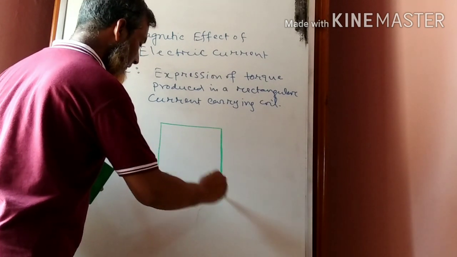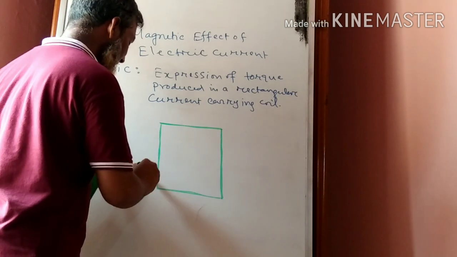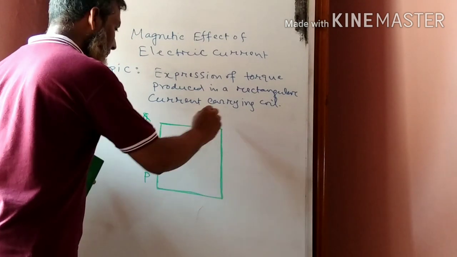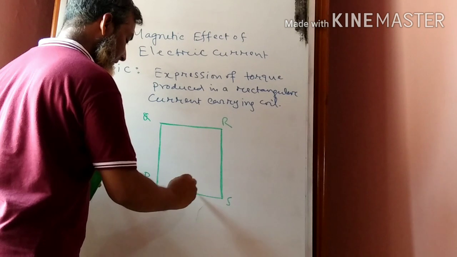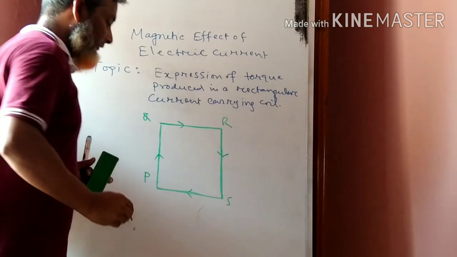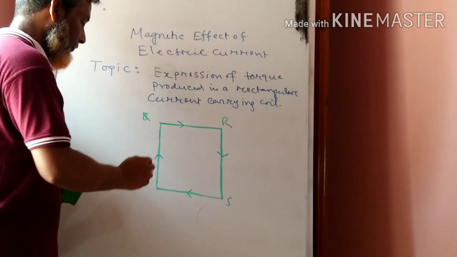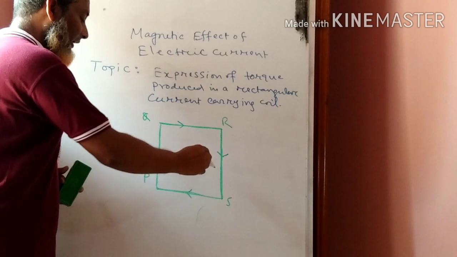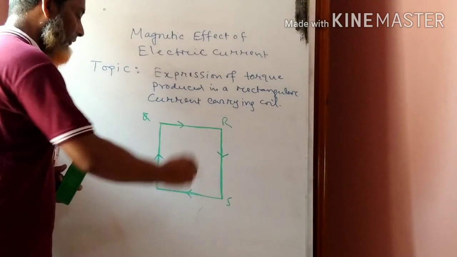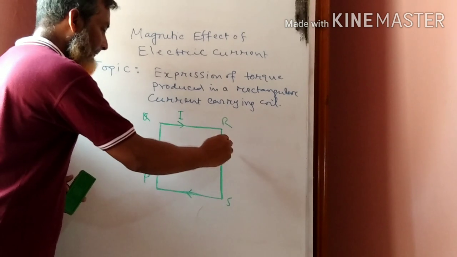Okay, this is a rectangular coil. Maybe it is P, Q, R, S, and electricity is flowing through the coil like this way. Okay, so these are the opposite sides. PQ and RS are the opposite sides. PS and QR are the opposite sides. So the flow of current is I.